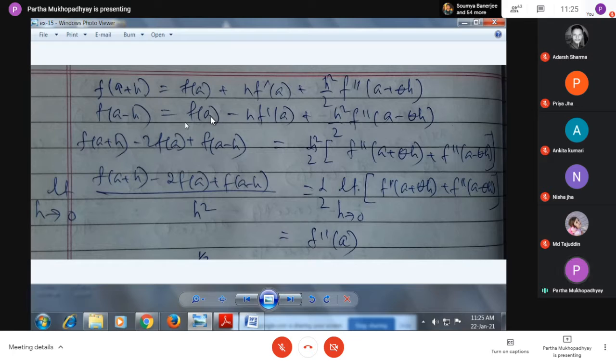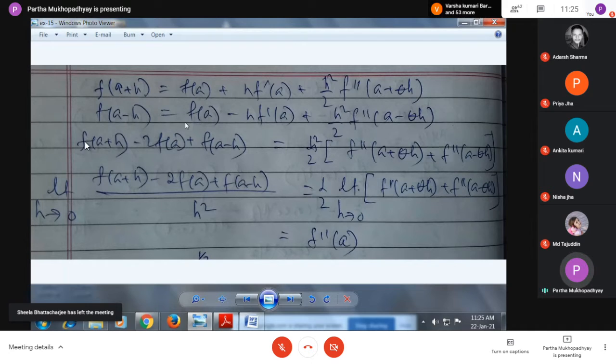So for the first case, when h is positive, we have f of a plus h is equal to f a plus h f dash a plus h square by 2 f double dash a plus theta h, where 0 is less than theta less than 1.